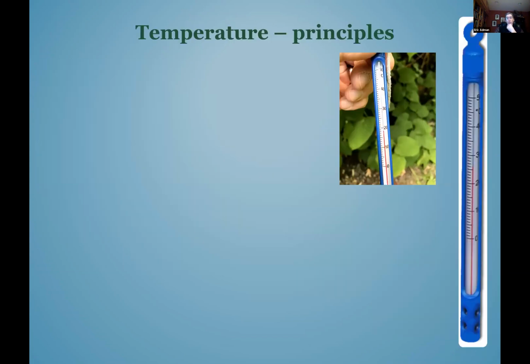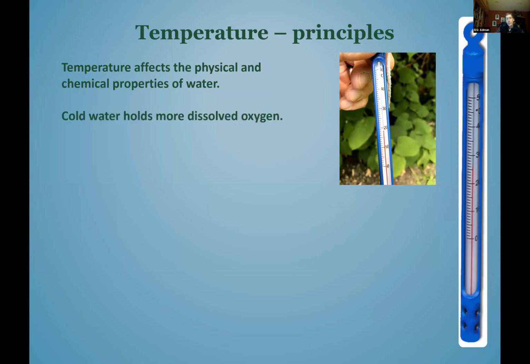Okay, now we're going to talk about the specific different tests that we do. So we'll talk about the principles of each of these tests, and then we'll talk about the practice of how you do the test. So with regard to temperature, temperature is important because it affects the properties of the water. One of the ways in which it does this is that cold water holds more dissolved oxygen. So you'll find that your dissolved oxygen numbers are higher typically in the wintertime when the water's colder.